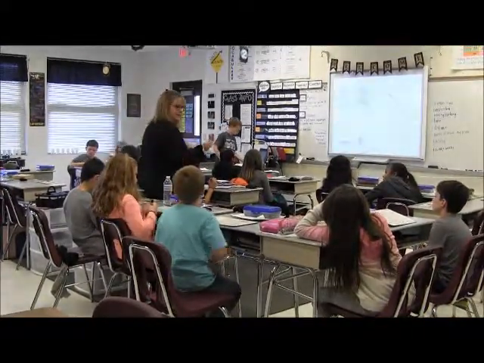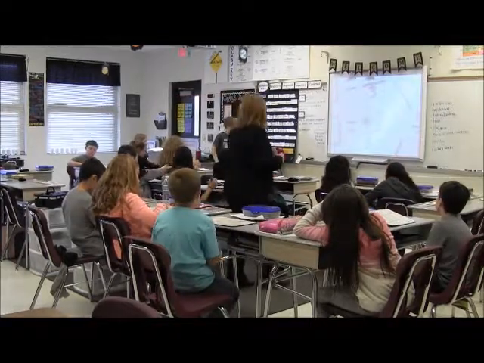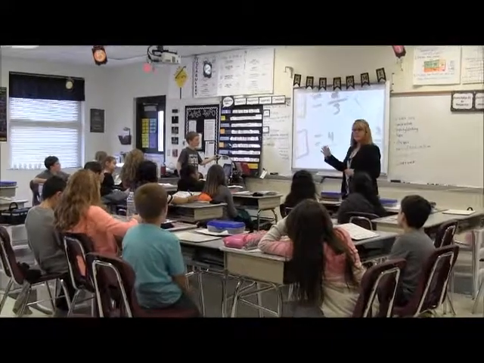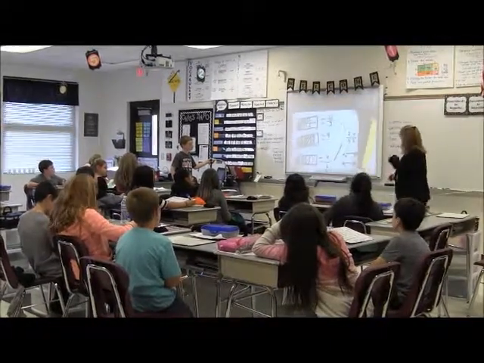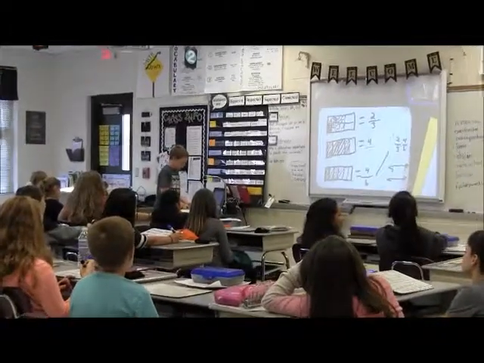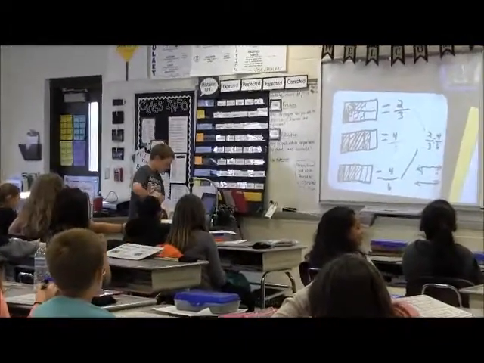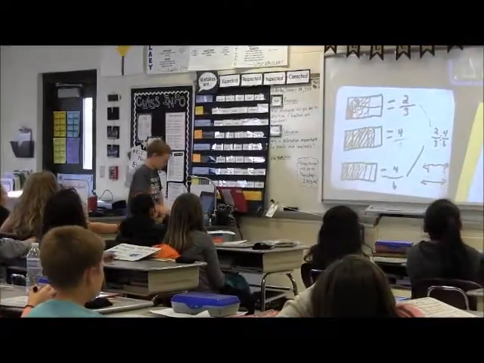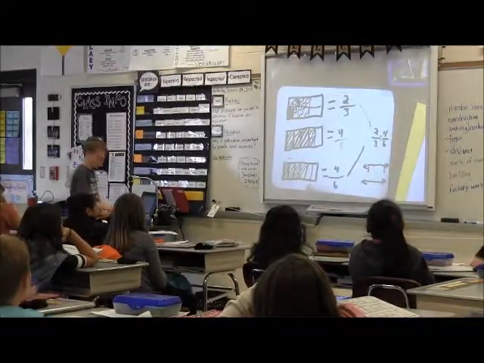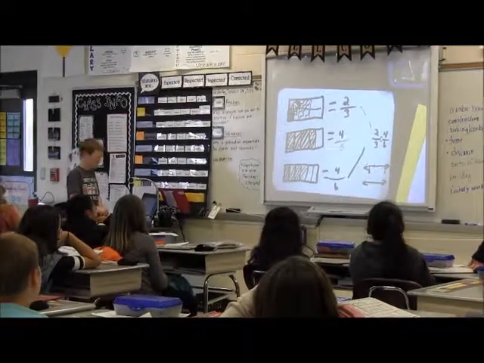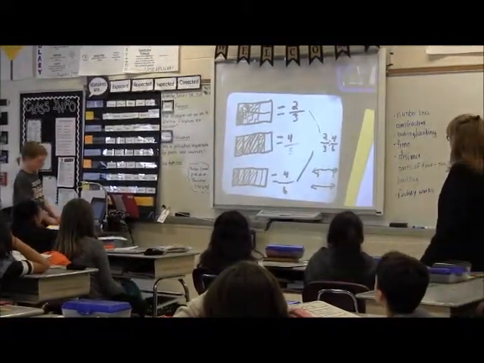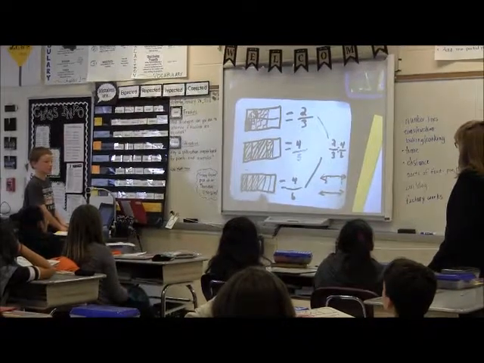Each person used a different model and method. They definitely don't want to be doing the same thing as their partner. All right, explain your thinking, please, Clayton. So what I did is I drew the model of them all, and then I split this one in half because it looks the closest to 4/6. So I split it in half and then counted it, and it added up to the same amount as this.